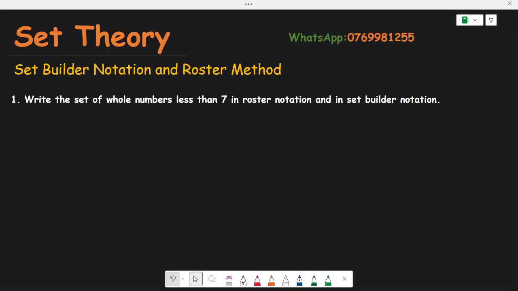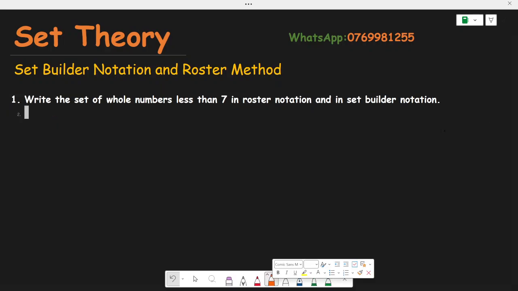We continue our series on set theory, and in this video we'll be looking at how we can describe sets using the set builder notation and the roster method. The first question is saying, write the set of whole numbers less than 7 in the roster notation and in set builder notation. So what we first need to know is what whole numbers are.